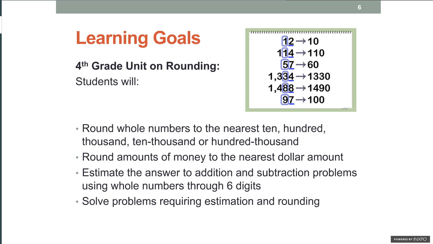Here's a very simple one, a fourth grade unit on rounding. So students need to learn to round whole numbers to the nearest 10, 100, 1,000, 10,000, or 100,000. They need to round amounts of money to the nearest dollar amount. They need to estimate the answer to addition and subtraction problems using whole numbers through 6 digits. And they need to solve problems requiring estimation and rounding.